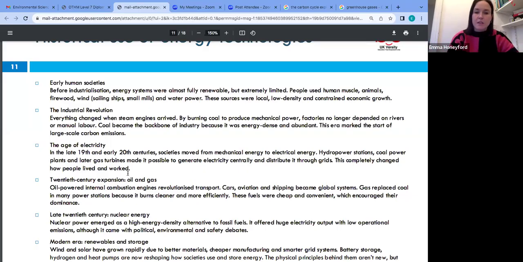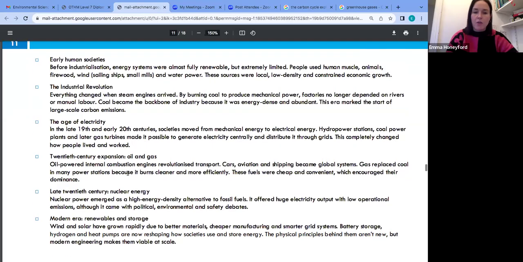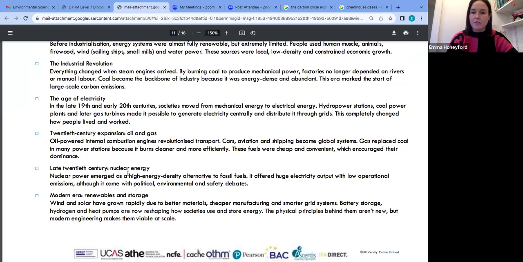So in the 20th century expansion of oil and gas, oil-powered internal combustion engines revolutionised transport. So cars, aviation and shipping became global systems. Gas replaced coal in many power stations because it burns cleaner and more efficiently. So these fuels are really cheap and convenient, which encouraged the dominance. The market enabled them to be cheap and convenient, and that's why we've seen the growth of them and why they've been used so much.